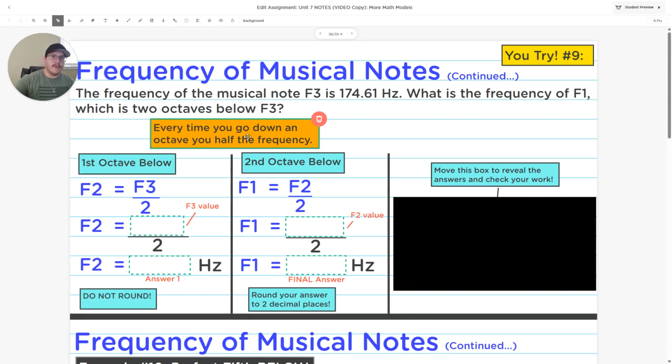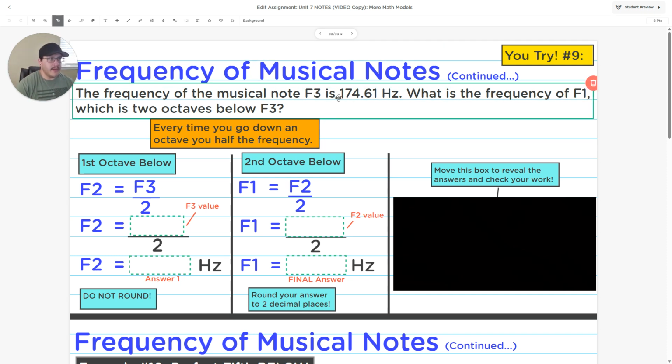Now we're going to practice with getting 2 octaves below instead of 2 octaves above. So just like with 2 octaves above, we multiply by 2 twice to get 2 octaves above. So we're going to divide by 2 twice to get 2 octaves below. Okay, so I've given y'all the frequency for F3, which is 174.61. I now want to know what the frequency of F1 is, which is 2 octaves below F3.